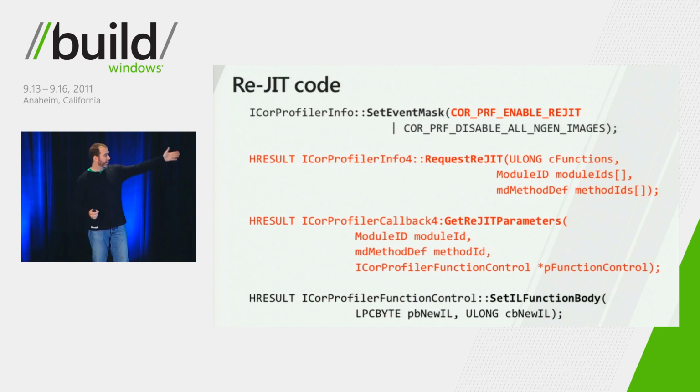And so you're basically giving it a list of methods in that case. The next time that the JIT hits one of those methods, it's going to call you back on this GetReJITParameters and hand you an ICorProfilerFunctionControl. And hanging off of that interface is SetILFunctionBody, an existing function, but that's the one where you get to say, no, don't JIT the IL that you think you have right now. Here's the IL that I want you to JIT instead.